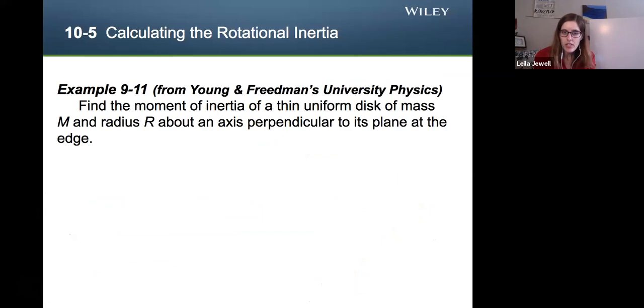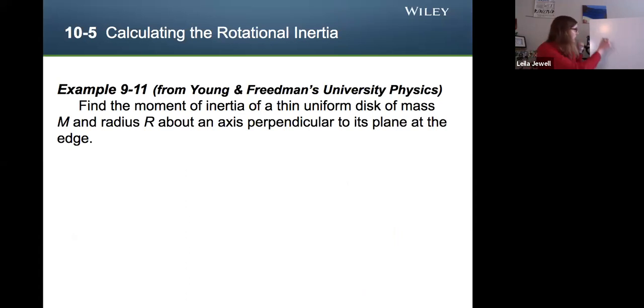Right, so let's look at an example with this, and this is from a different textbook, Young and Freedman's University Physics. It says to find the moment of inertia of a thin uniform disk of mass m and radius r about an axis perpendicular to its plane at the edge. So one of our challenges here is first to picture what's going on. It says it's a thin uniform disk, and the key here is an axis perpendicular to its plane. When it's talking about the plane, that's the flat part of the disk, right?